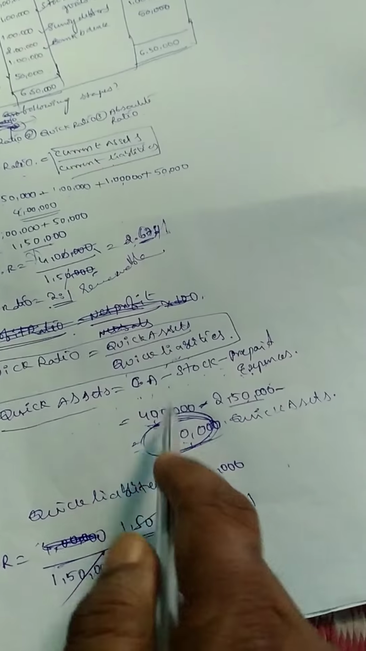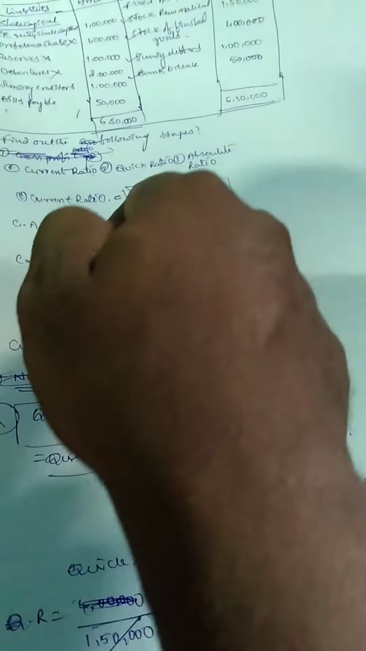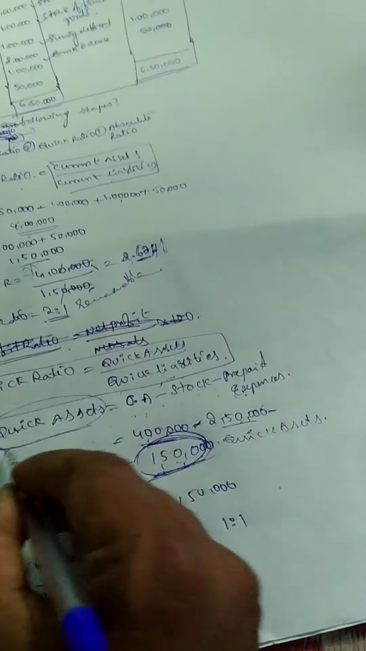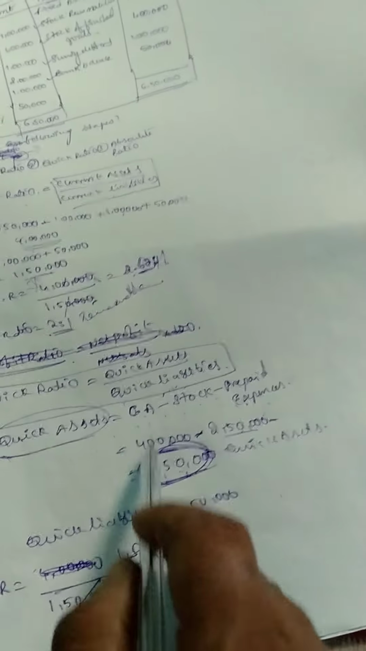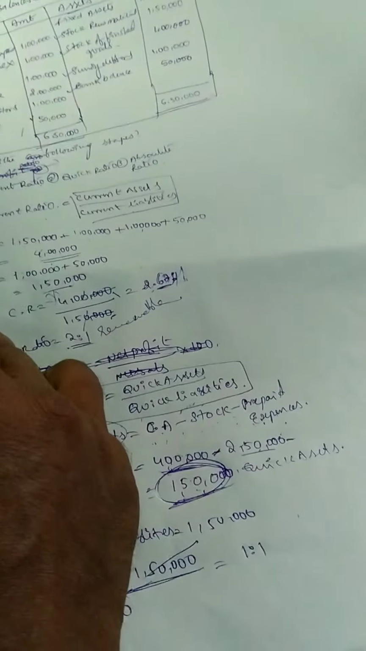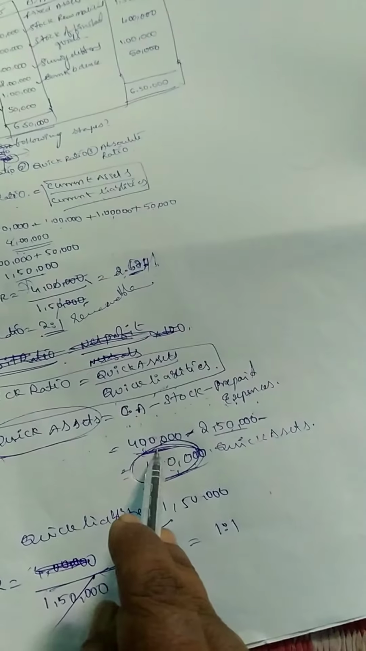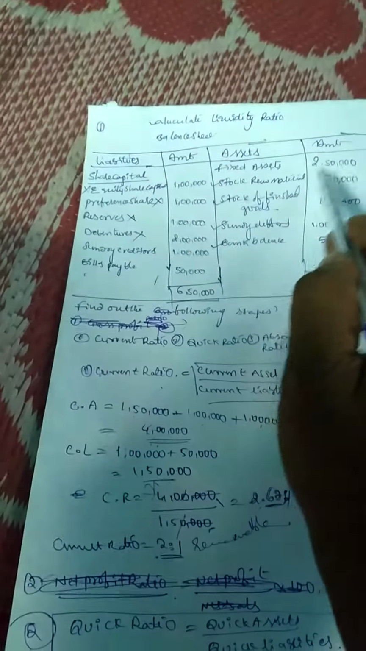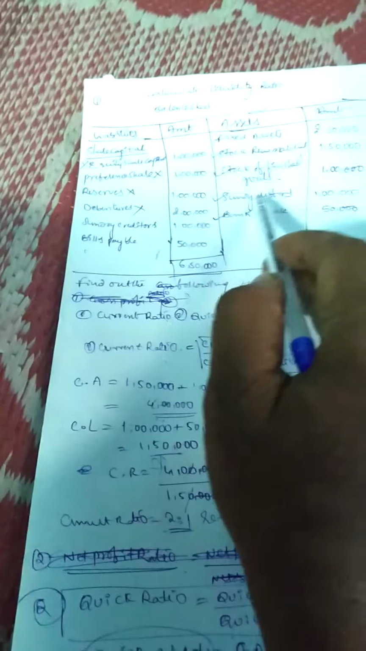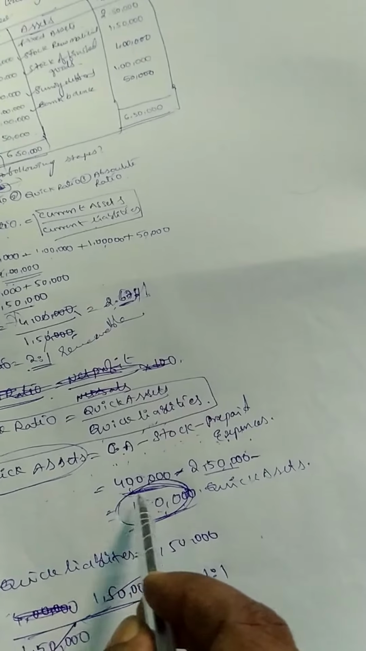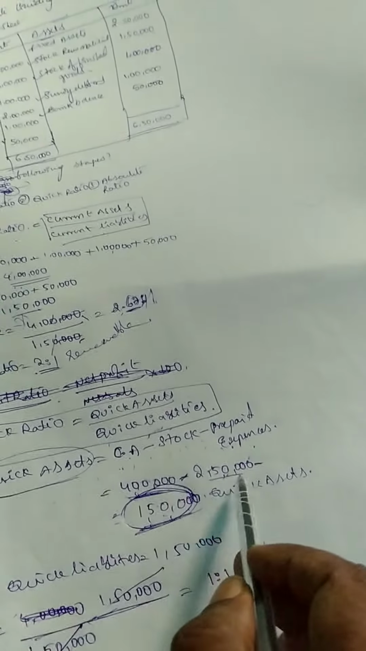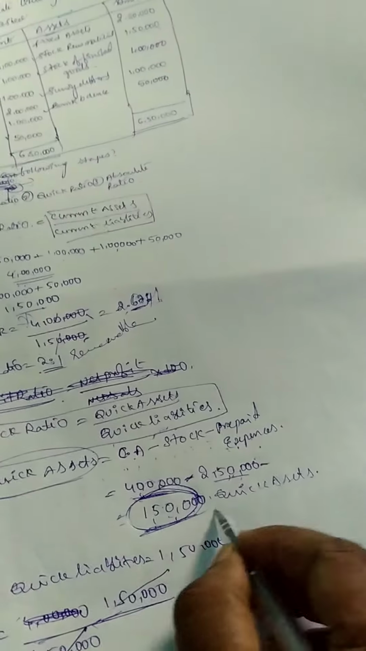Current assets we already got in the previous problem: 4 lakh rupees. So how do we get current assets minus stock minus prepaid expenses? 4 lakhs is the current assets, minus stock, which means stock of raw material 1,50,000 and stock of finishing goods 1 lakh. There are no more stocks, only two stocks on the asset side, so 2 lakhs 50,000. So 4 lakhs minus 2 lakhs 50,000, we get 1,50,000, which is the quick assets.